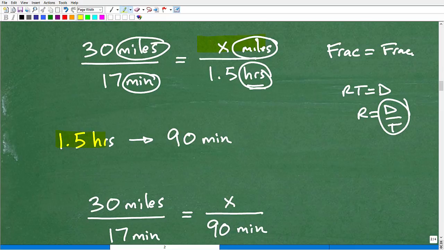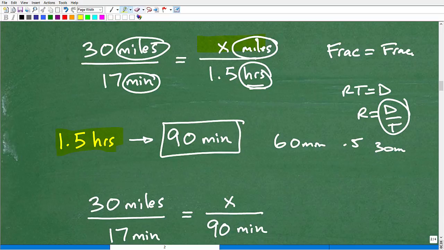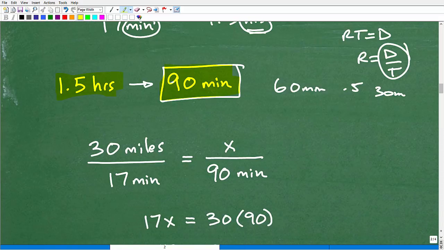So how many minutes is 1.5 hours? That's an hour and a half, right? So 1 hour, of course, is 60 minutes, and 0.5 of an hour is 30 minutes. So 60 plus 30 is 90 minutes. I think all of you out there could figure that one out. Okay, so our proportion now really looks like this.